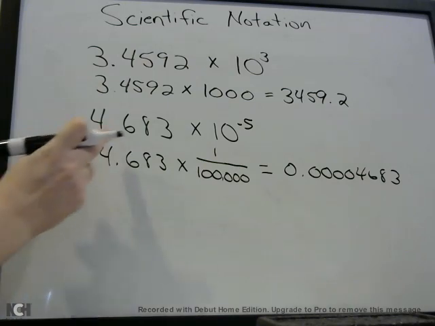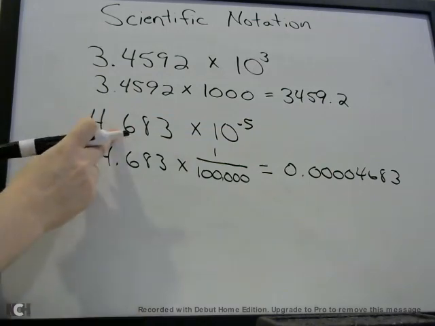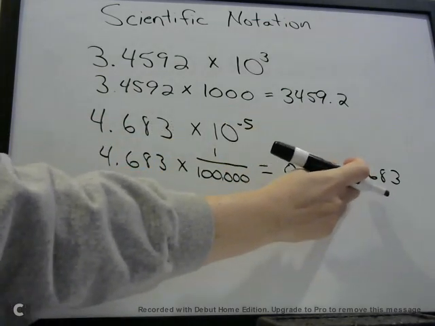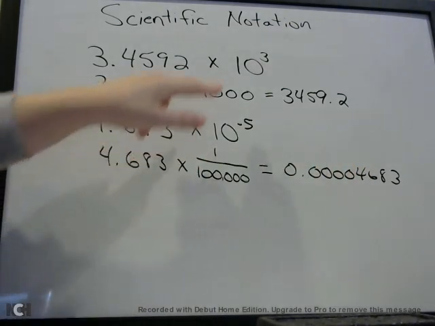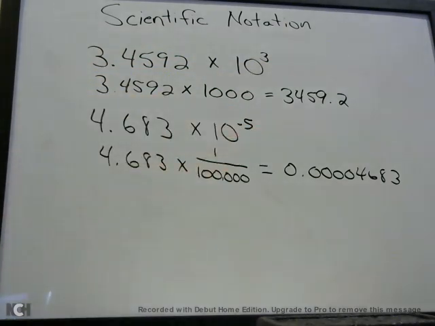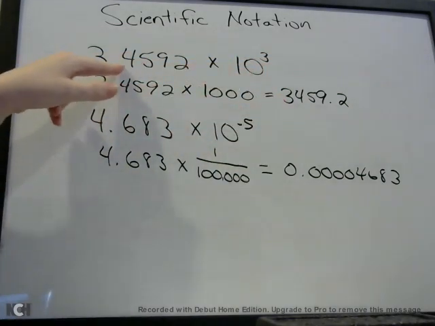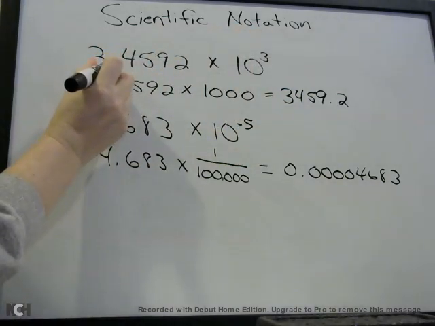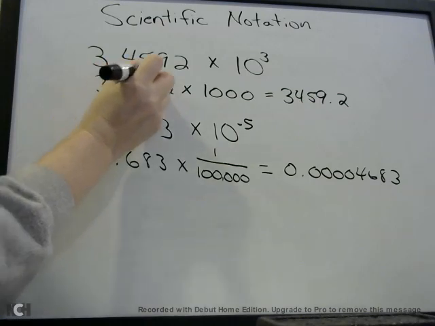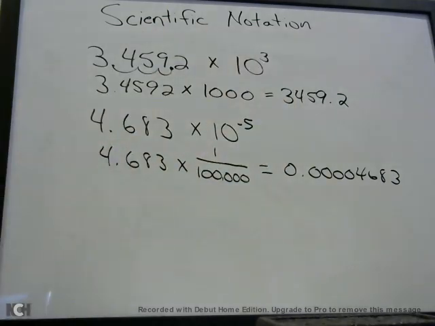Now similarly, you can see that the difference between these two numbers is that we've moved the decimal place over 5 spots: 1, 2, 3, 4, 5. And so in order to not go through all this, you can see that if you have a positive exponent, you're going to move the decimal spot to the right that many times. So we take 3.4592 and move it over 3 spots: 1, 2, 3. And we get this number.